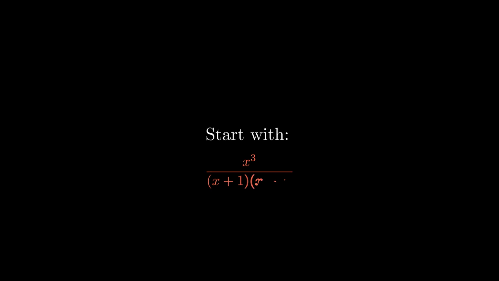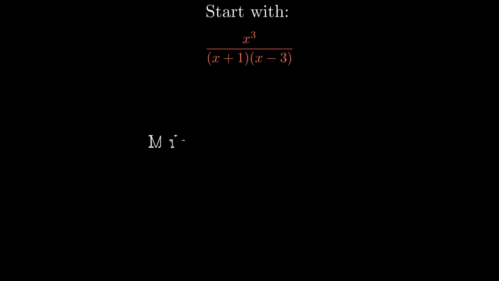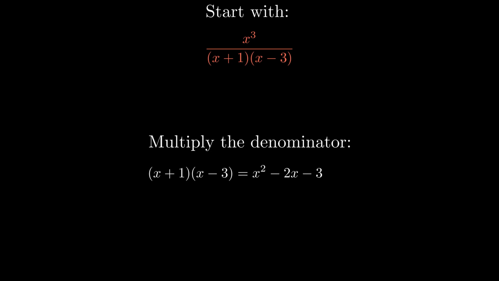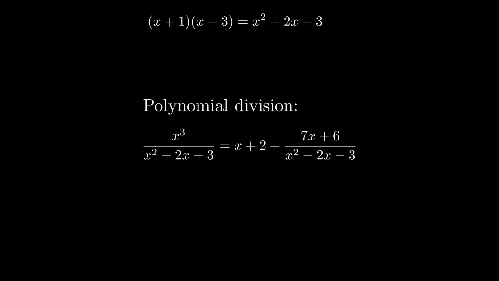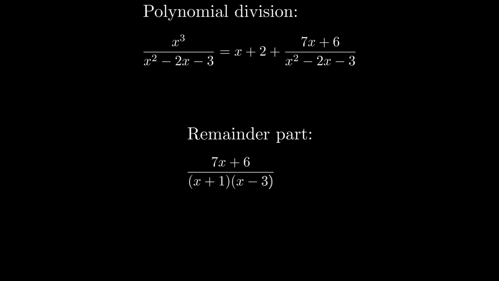We start with x cubed over x plus 1 times x minus 3. Multiply the denominator to get x squared minus 2x minus 3. Divide x cubed by the denominator. We get x plus 2 plus a remainder over the denominator. Now we focus on the remaining part, which is 7x plus 6 over x plus 1 times x minus 3.